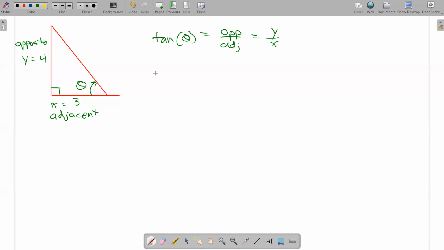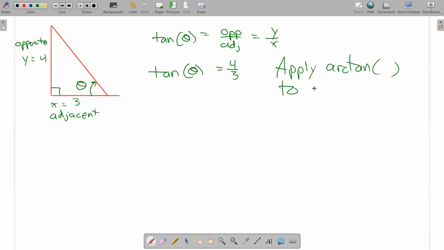So then for this triangle here, I know that the tangent of theta has to be equal to 4 over 3. And I can find the angle by just solving this by applying the arc tangent to solve for the angle. So these inverse functions allow me to solve, just like a square root helps me solve a square, for example, or a cube root is the inverse function that helps me solve a cube.